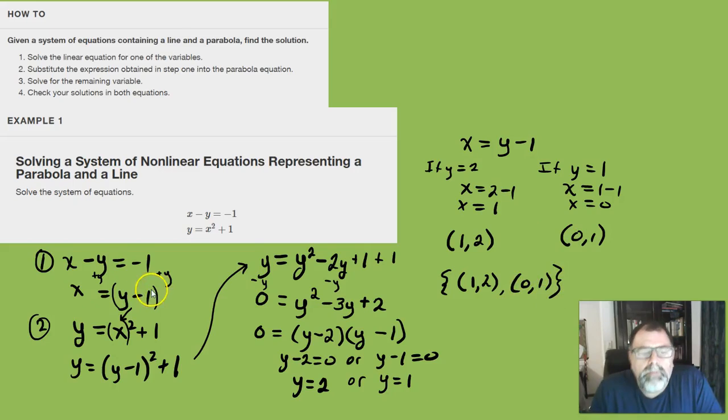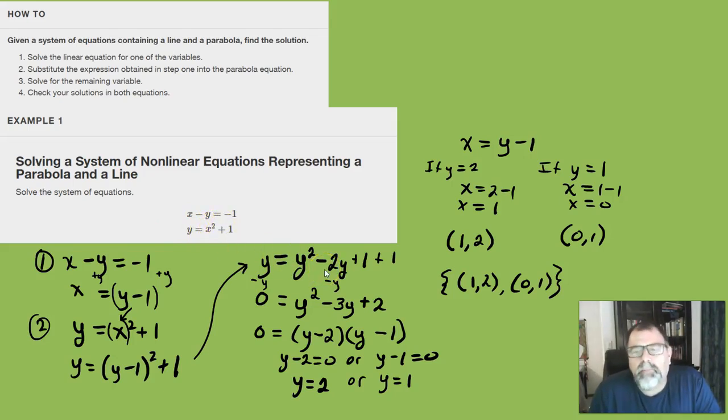And then if we type this in Desmos, we could see that the line and the parabola will intersect at these 2 points. Or if you want to check it, you just plug it in and make sure it works for both equations. So if we do 1 minus 2, that's negative 1, that works. And then y is 2, 1 squared plus 1 is 2. So that one works in both. And then if we do 0, 1, 0 minus 1 is negative 1. 1 equals 0 squared plus 1, that's true.